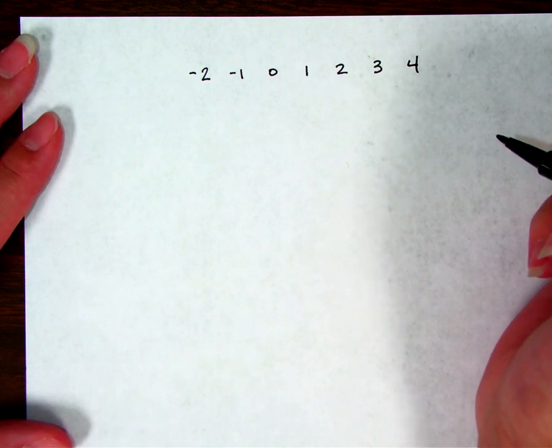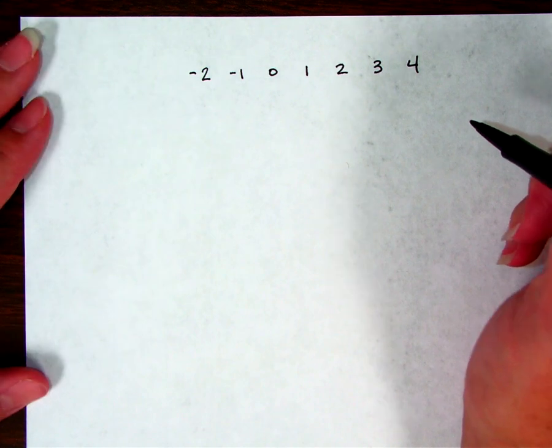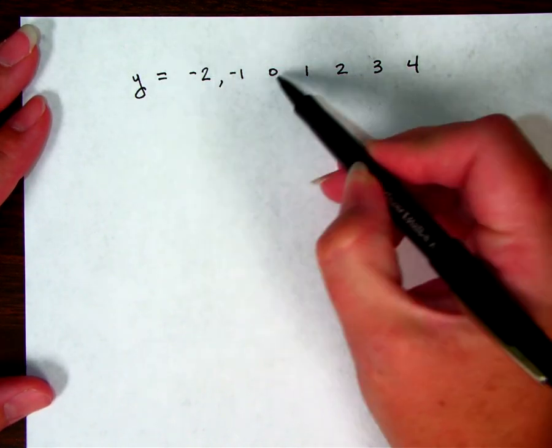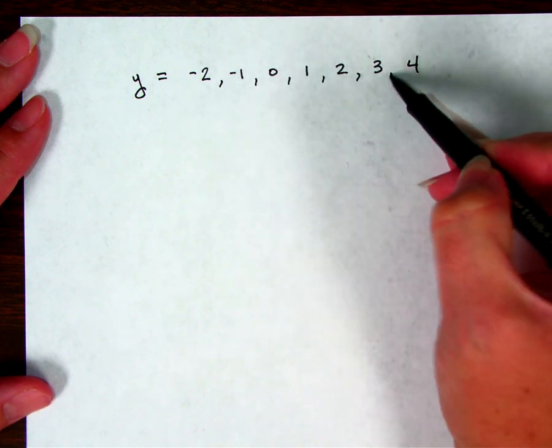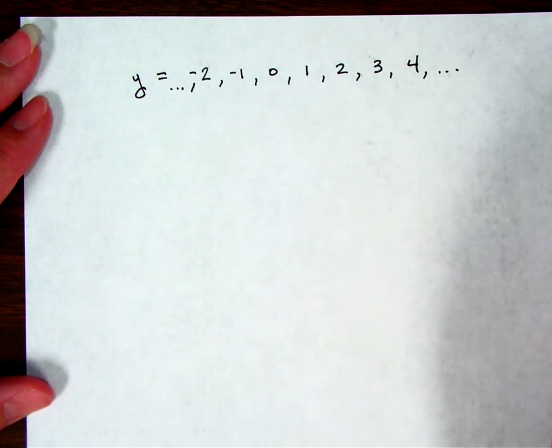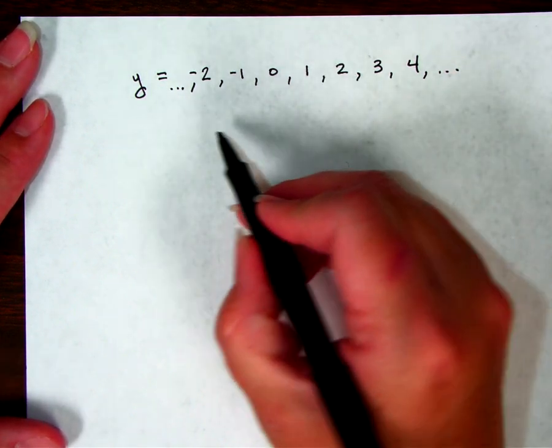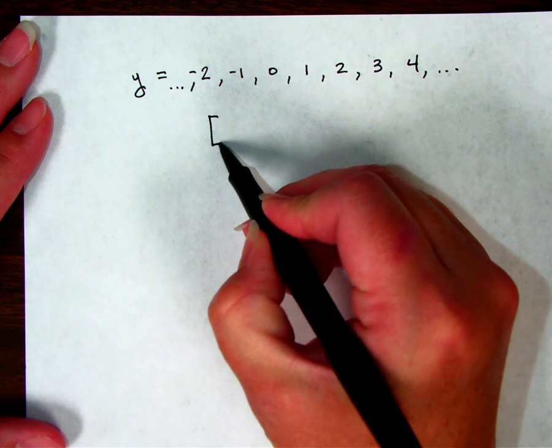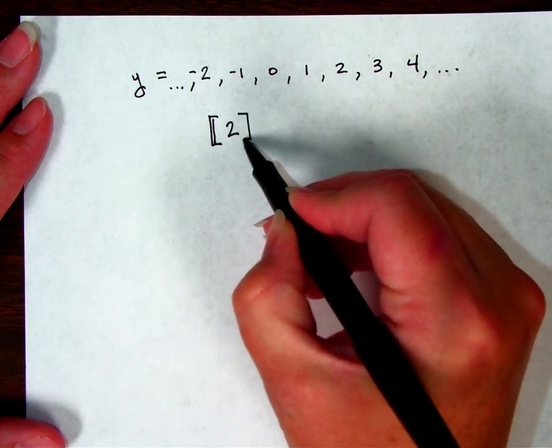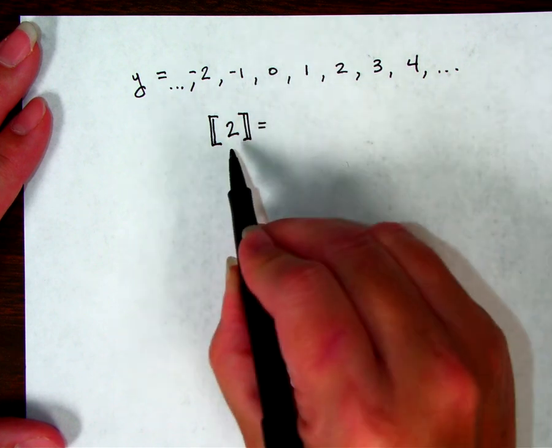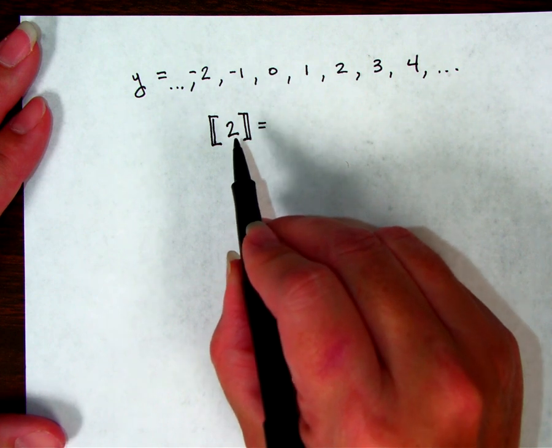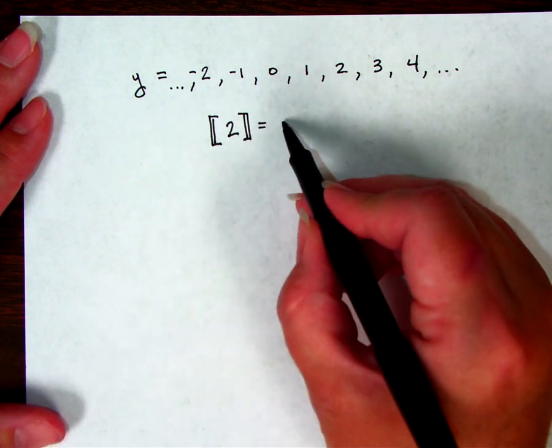So that means the output of this function, the y values of this function, are all going to be these types of numbers. And it goes on forever in each direction. So here's how this function works. For whatever I take and put inside these bars, like let's say I take a 2, the output of that is going to be the greatest integer that is a part of this number. Now 2 is an integer itself, so the greatest integer that's a part of that number is actually 2.